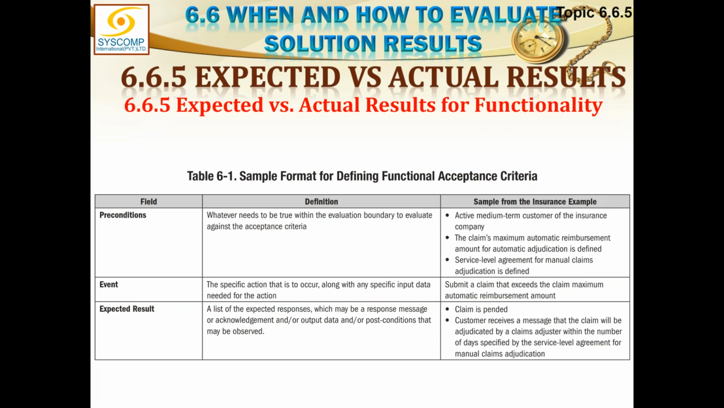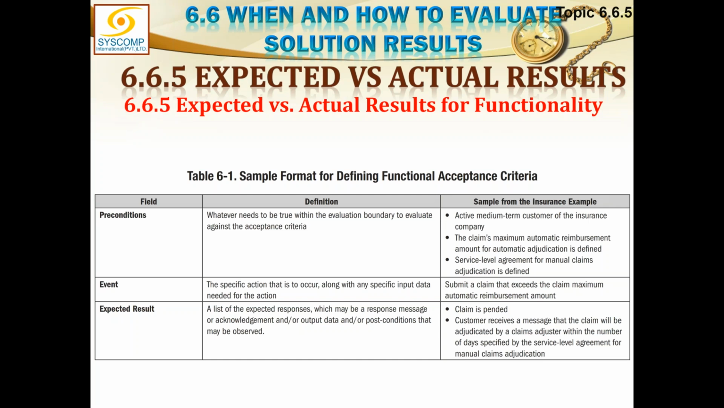So, a sample from the insurance example, the preconditions could be: active medium-term customer of an insurance company; the claim's maximum automatic reimbursement amount for automatic adjudication is defined; service level agreement for manual claims adjudication is defined. So these three conditions must have been fulfilled. Now, what is the event here? Submit a claim that exceeds the claim maximum automatic reimbursement amount. So this is what the event is.